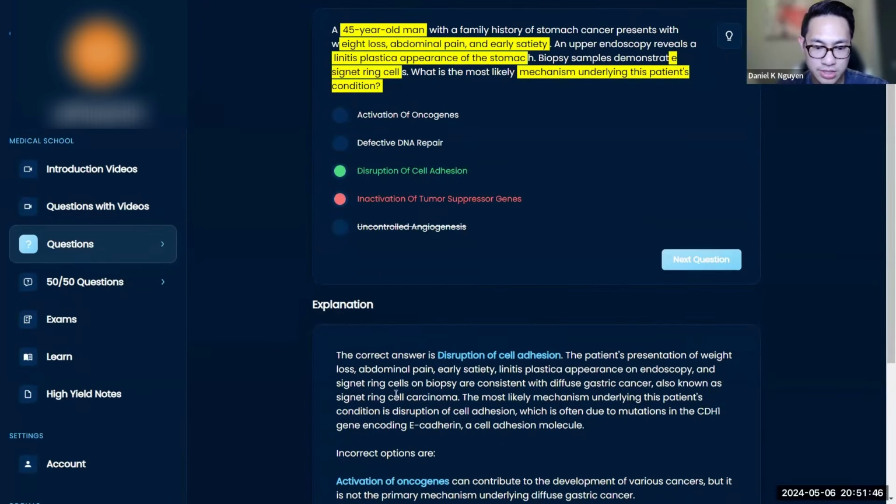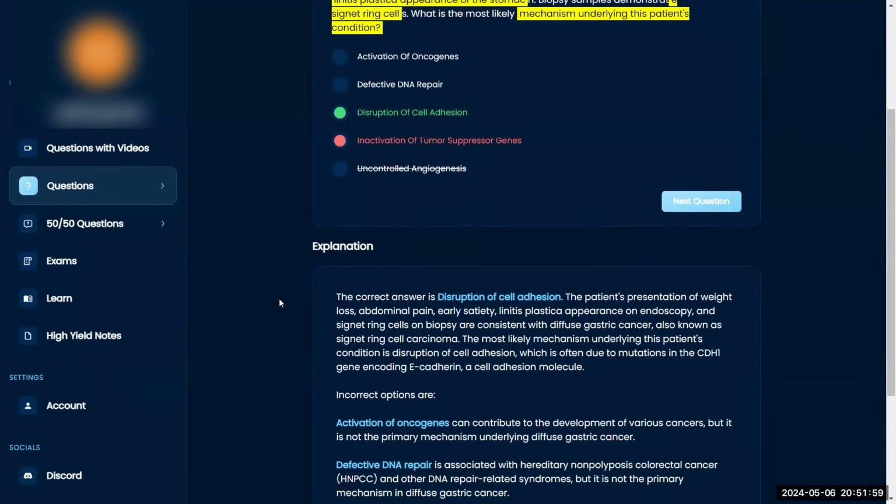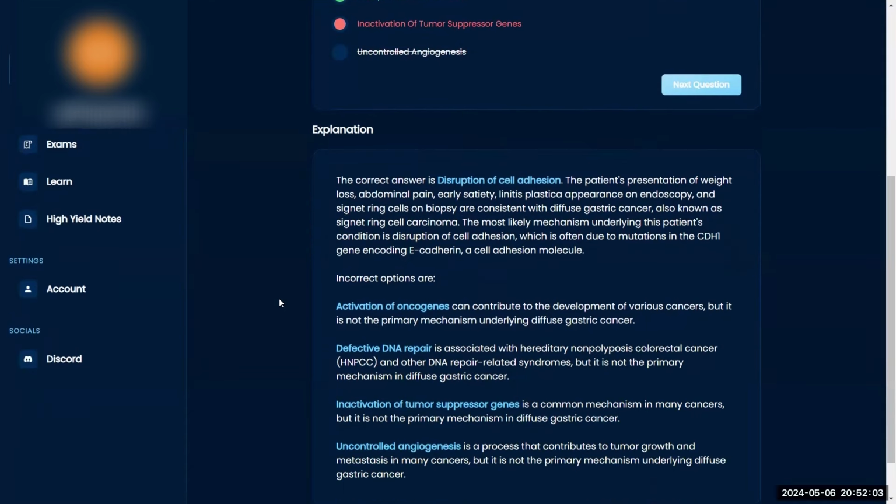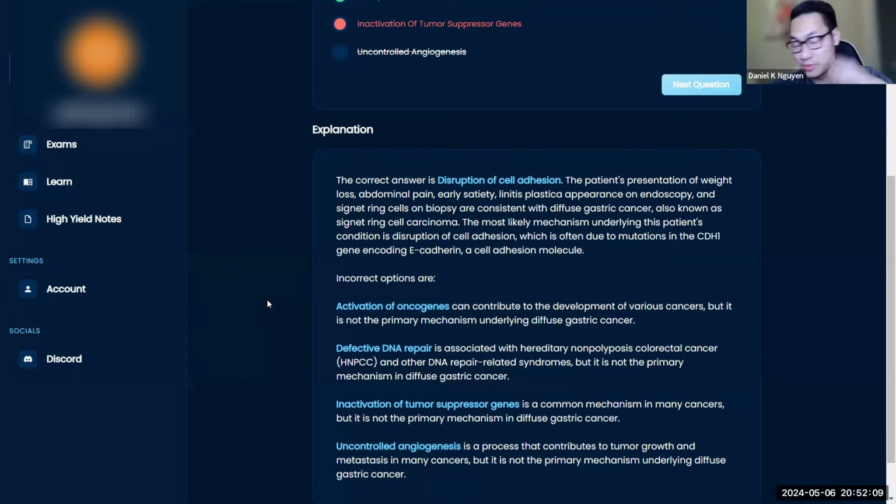So diffuse gastric cancer, also signet ring cell carcinoma, most likely underlying this patient's disruption of cell adhesion, usually mutation of the CDH1 gene encoding E-cadherin, a cell adhesion molecule. E-cadherin. I think I actually knew that. I think it was an E-cadherin mutation. That's frustrating. I don't remember ever reading that.